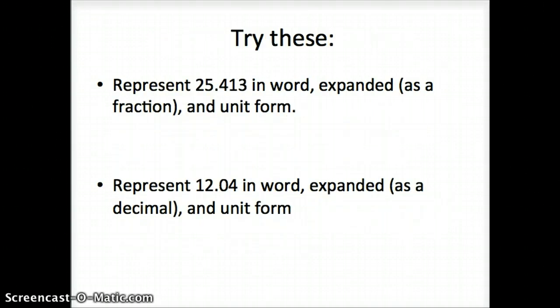Let's give these a try. Remember, you can always go back to previous examples to help you out if you get stuck. Represent 25 and 413 thousandths in word, expanded as a fraction, and unit form. Also represent 12 and 4 hundredths in word, expanded, in this case as a decimal, and unit form. Take a couple of minutes to solve these, and an answer will be on the next slide.